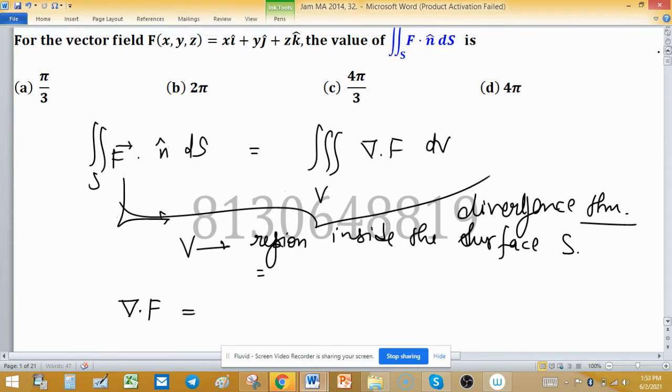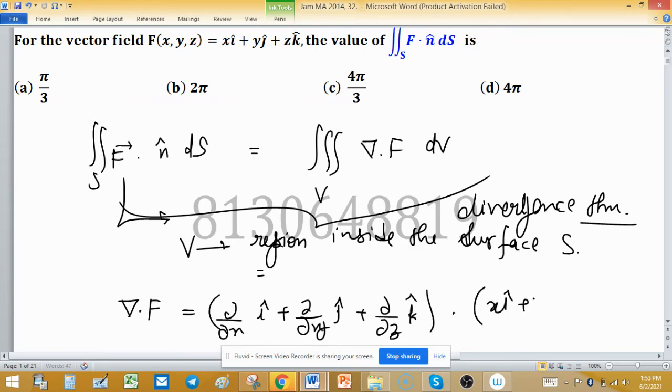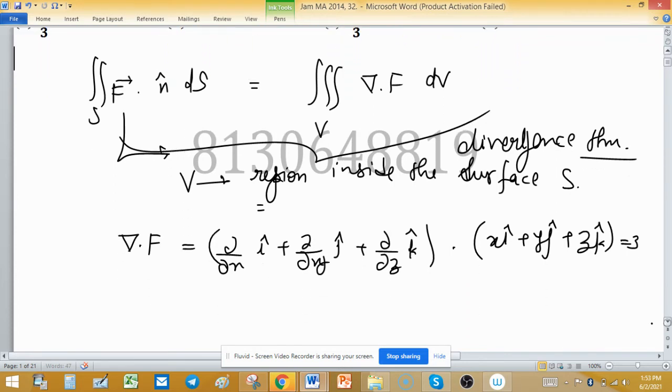as F is given as x i hat plus y j hat plus z k hat. So the divergence of F means del upon del x i hat plus partial derivative with respect to y j hat plus del upon del z k hat, dot product with F, which is x i hat plus y j hat plus z k hat, and this is equal to 3. So for the volume integral, in place of divergence F we use 3 and dV.